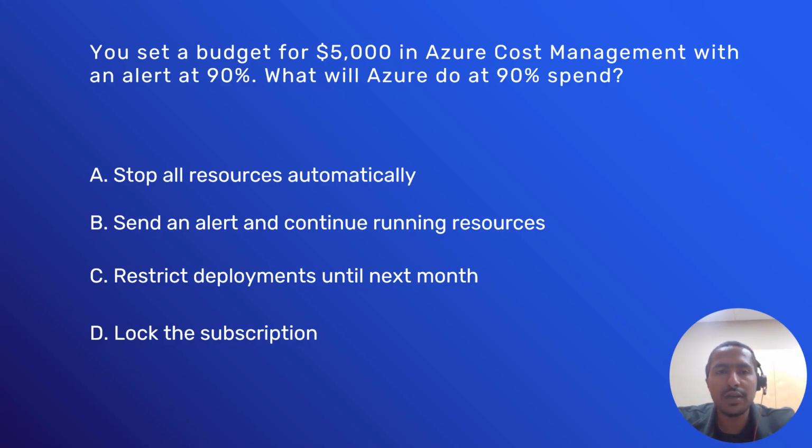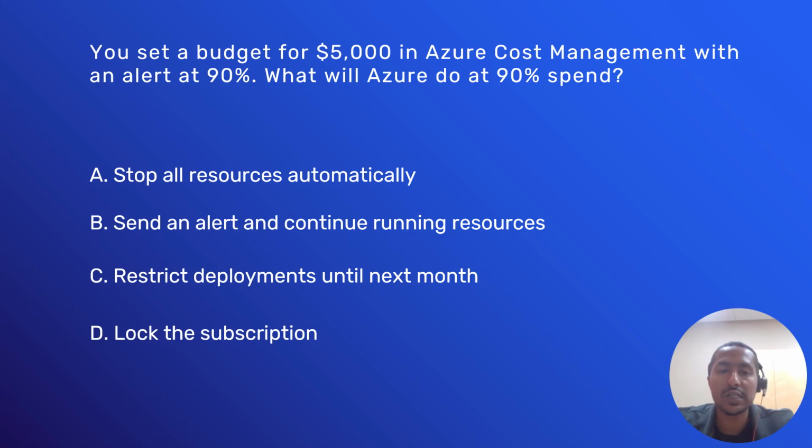In this question, I want you to focus on this phrase, budget with an alert at 90%. This is important. It says here alert, not enforcement, and this tells us right away Azure isn't going to stop or block anything. It's just going to let you know. Remember, alert. So now let's look into the options.